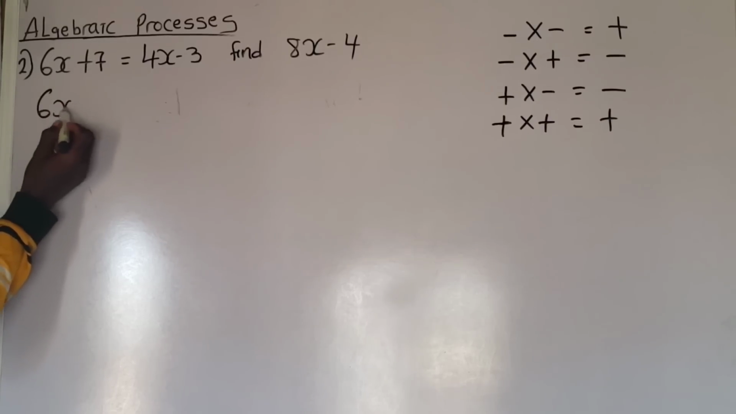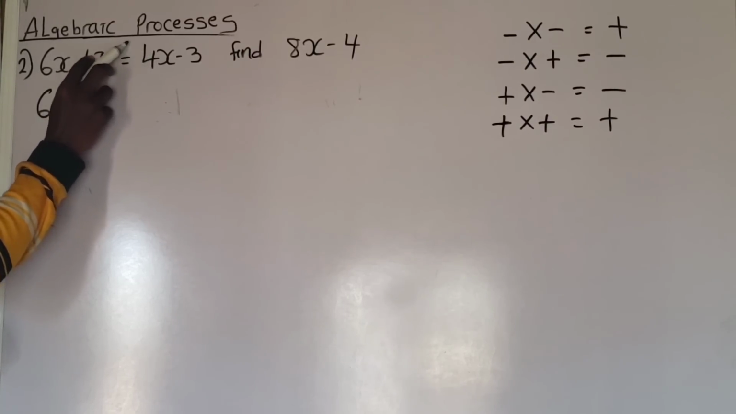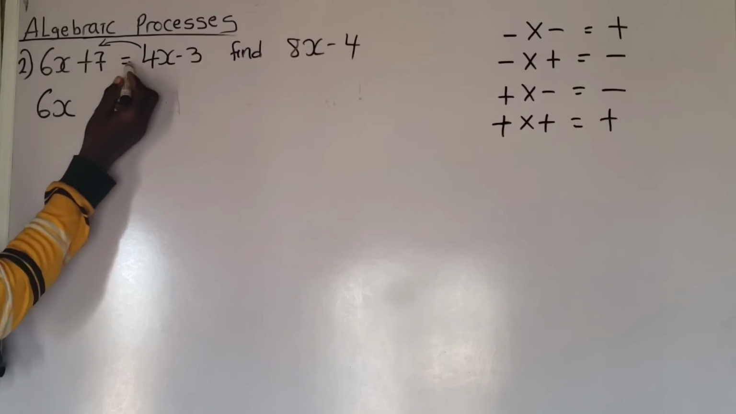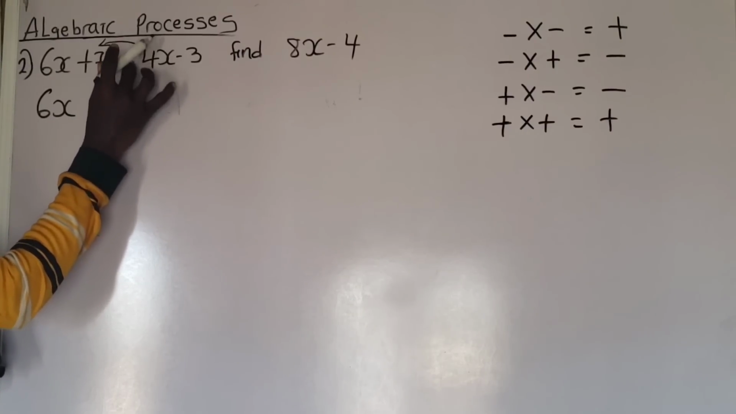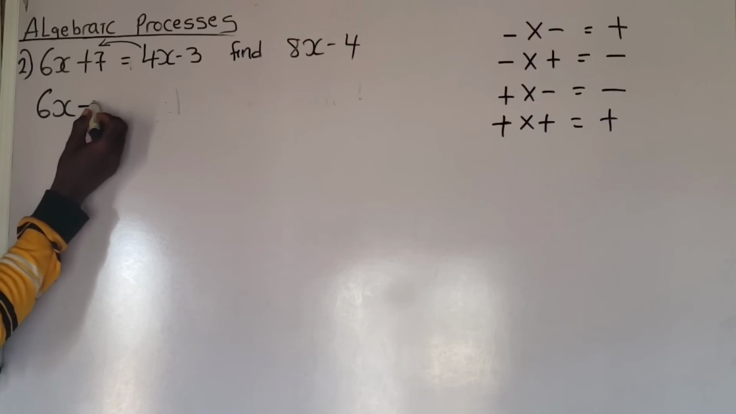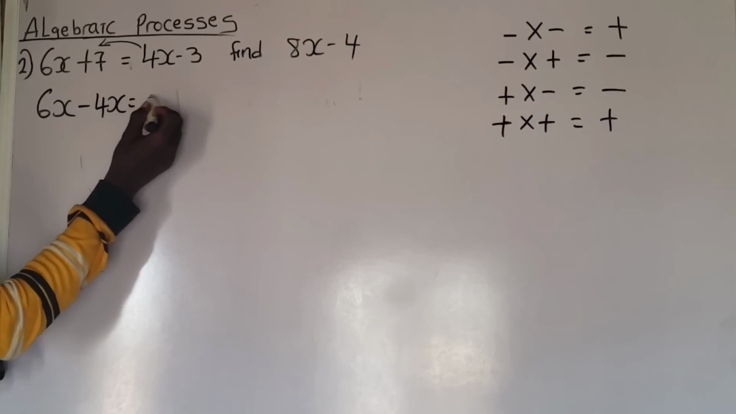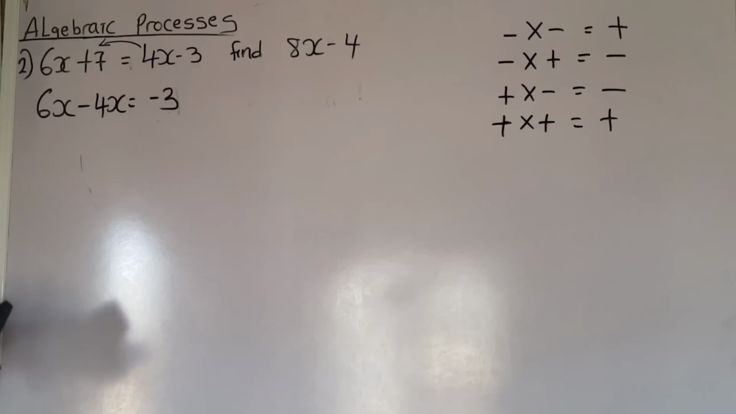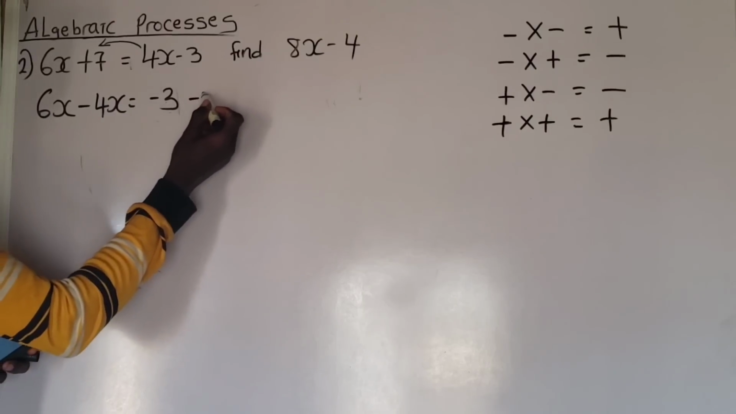I'm going to have 6x. This 4x crosses the equals to sign to the left hand side of the equation. Since it has a positive sign before it, it's going to change to a negative sign. Negative 4x is equals to negative 3. If this 7 crosses the equals to sign to the other side of the equation, the positive sign is going to change to a negative sign. So I'm going to have negative 7.